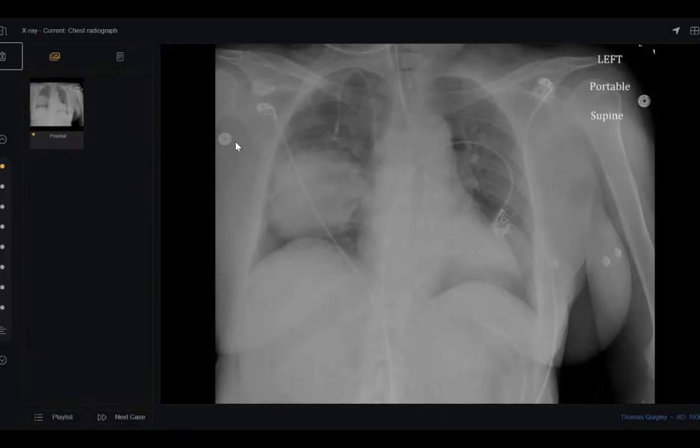Based on this, I think these are likely pulmonary metastases. My next step would be to compare with prior imaging, if the patient has any history of malignancy.